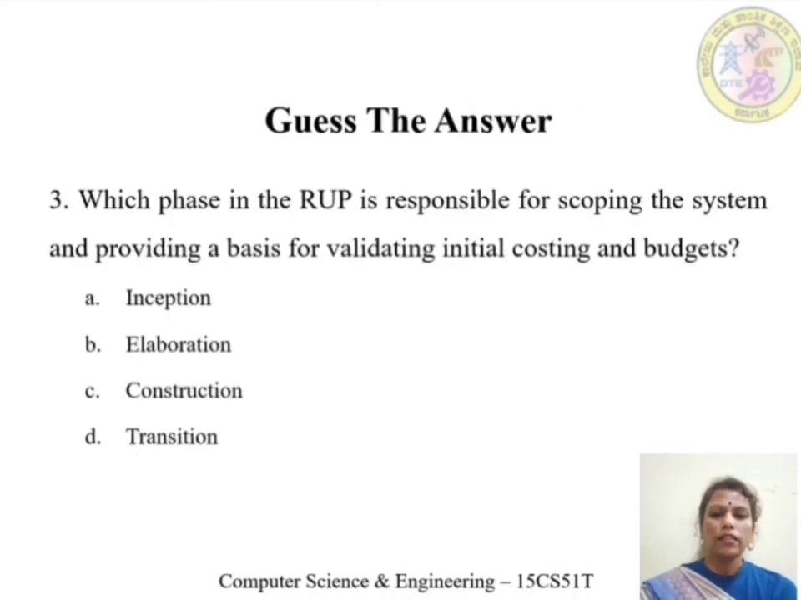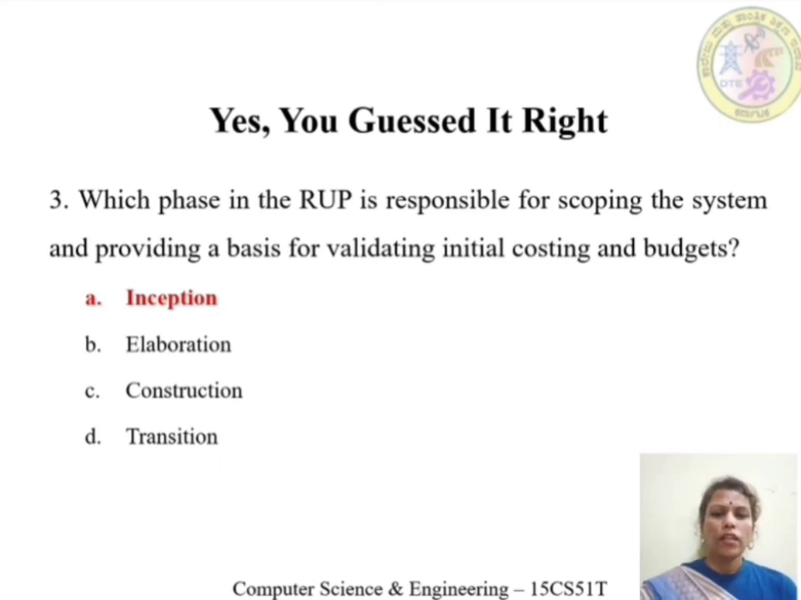Let's see the third question. Which phase in the RUP is responsible for scoping the system and providing a basis for validating initial costing and budget? Options are inception, elaboration, construction and transition. Let's see the answer, students. The correct answer is inception. In the inception phase, in the beginning phase only, we are going to estimate the cost and budget.